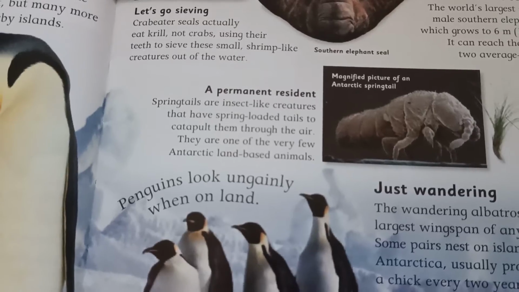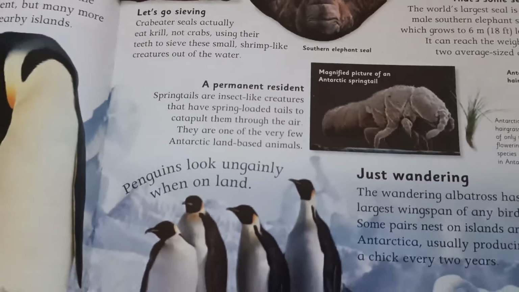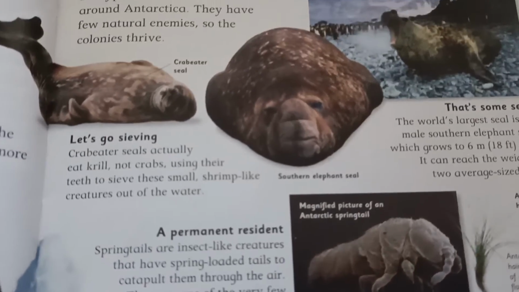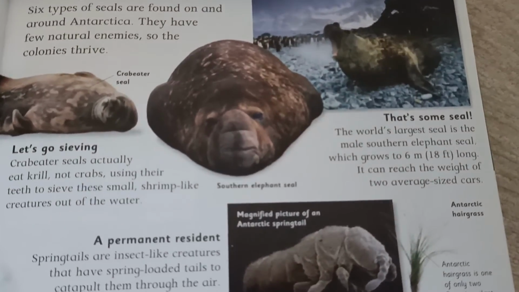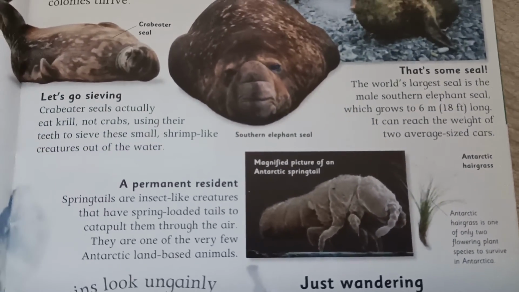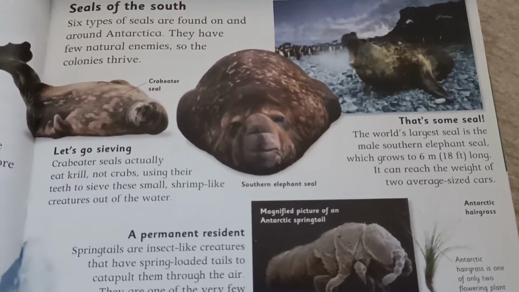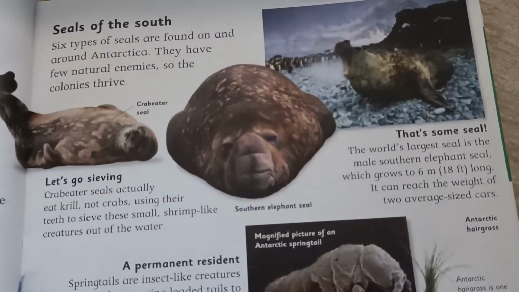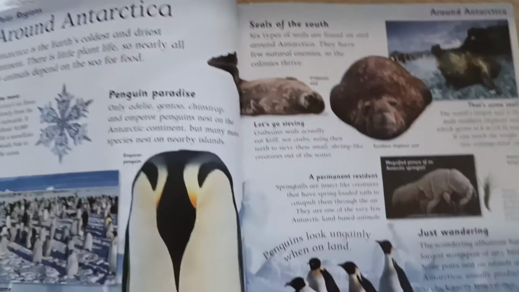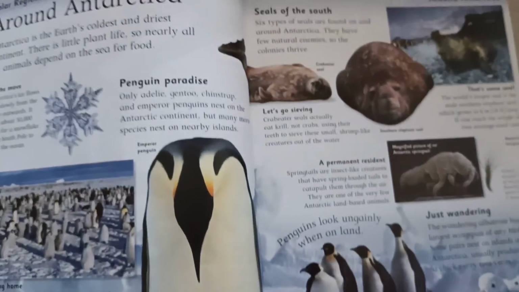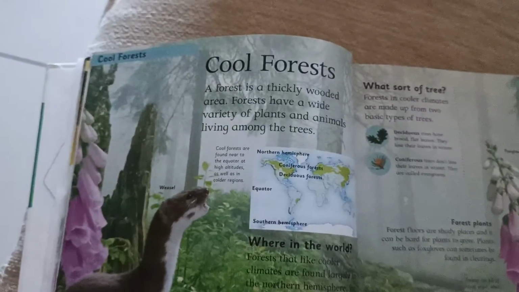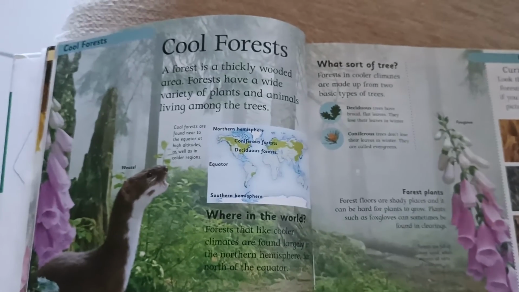Magnified picture of an Antarctic springtail. Southern elephant seal. The world's largest seal is the male southern elephant seal, which grows to 6 meters. Wow, 18 feet long. It can reach the weight of two oversized cars. That's enormous. So that was all about polar life.